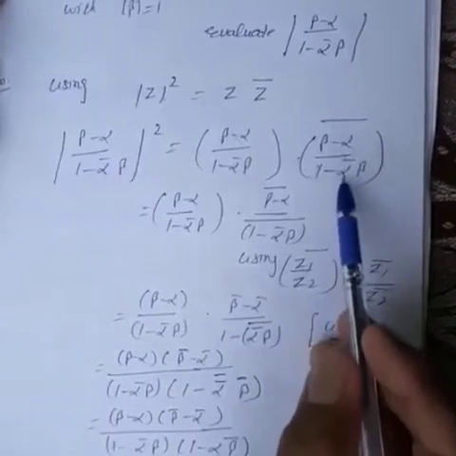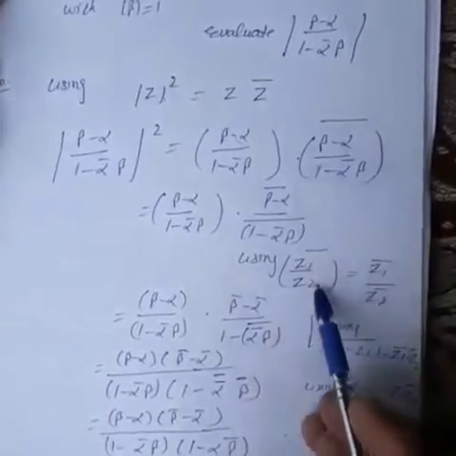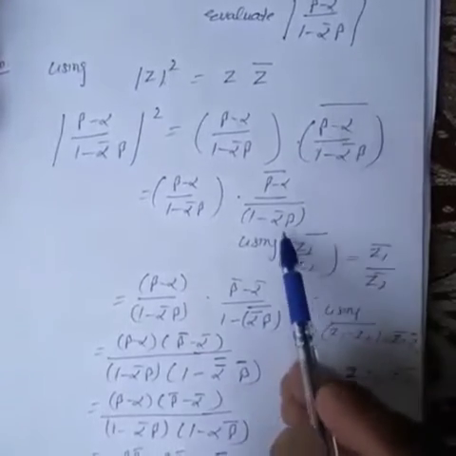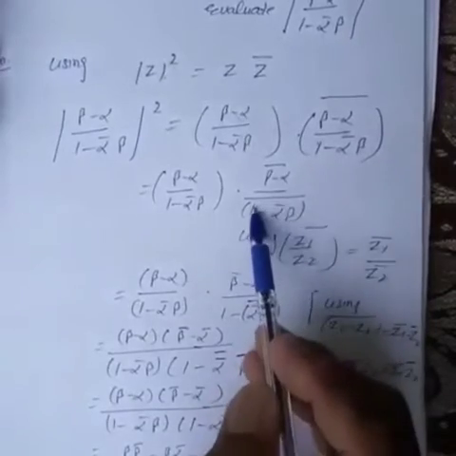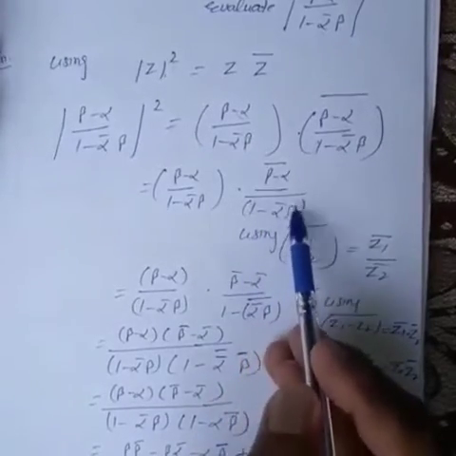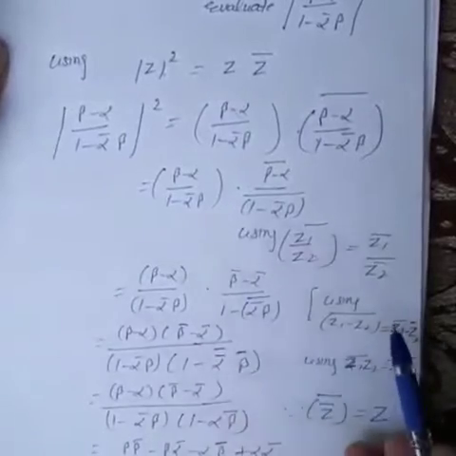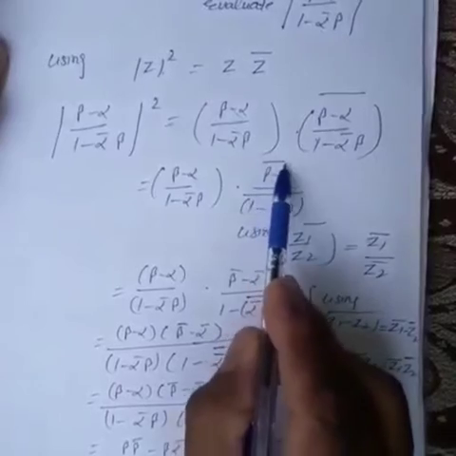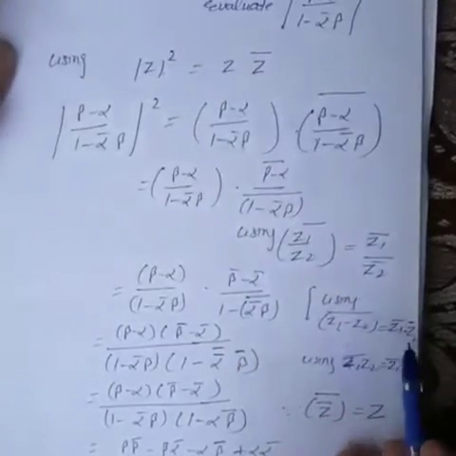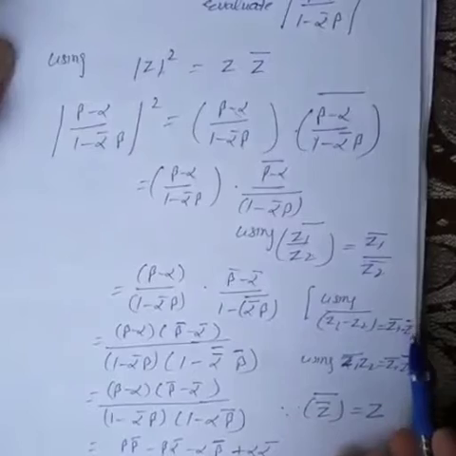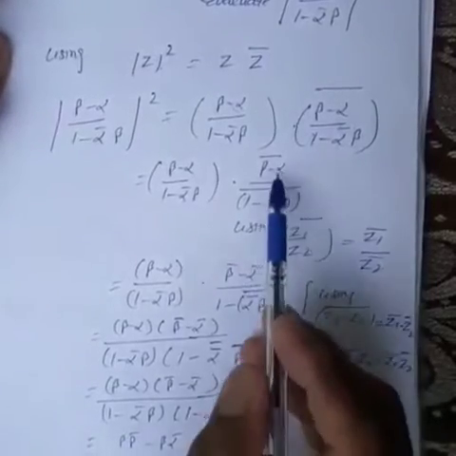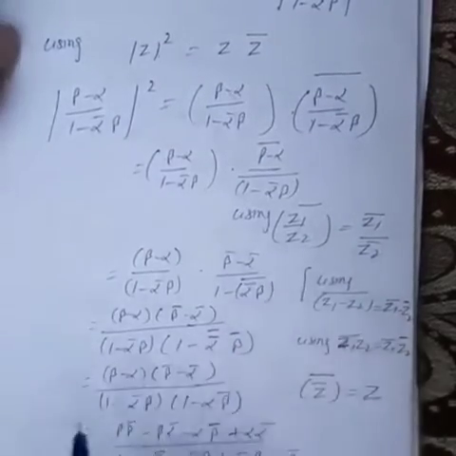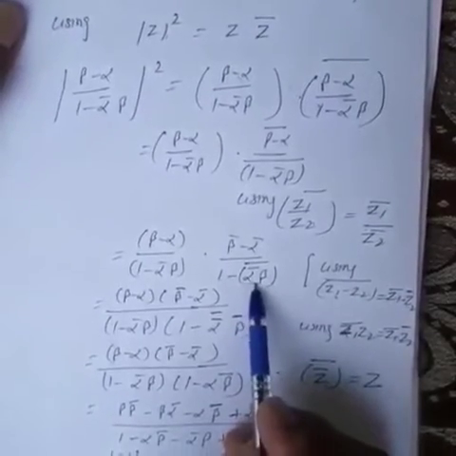So (z1/z2) whole conjugate will be equal to z1 conjugate upon z2 conjugate. Write their conjugate separately. So the conjugate of (1 minus alpha bar into beta). Then using the property in the numerator, this is (z1 minus z2) conjugate. So (z1 minus z2) conjugate will be conjugate of z1 minus conjugate of z2. So use the same property in the numerator as well as in the denominator.